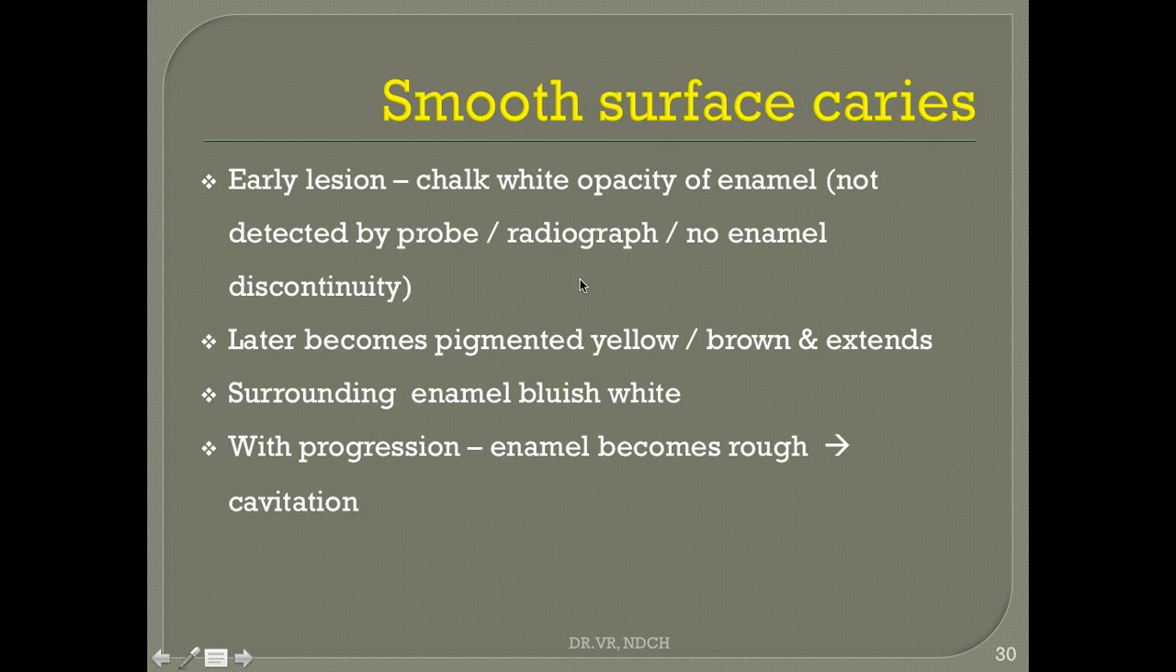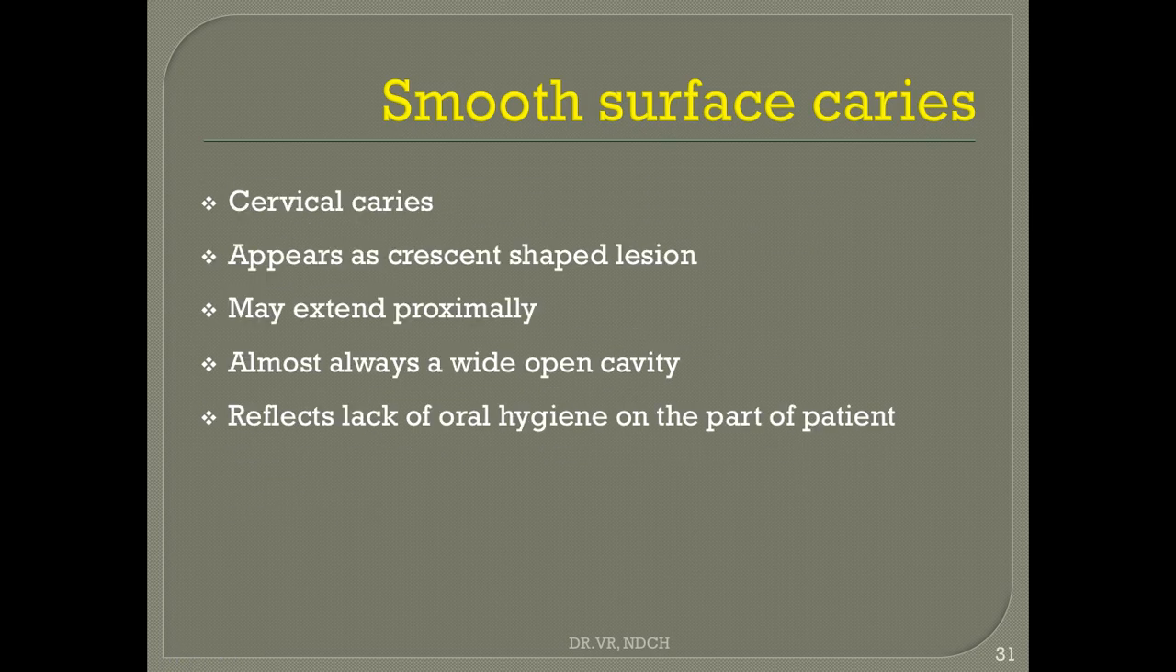The early lesion will be having a chalk white opacity of enamel which cannot be detected by probe or radiograph, or there won't be even any enamel discontinuity. Later on it takes up a pigmentation, either yellow or brown, and then it starts extending. At that time you find the surrounding enamel can be bluish white. With progression the enamel becomes rough, followed by a frank cavity formation or cavitation.